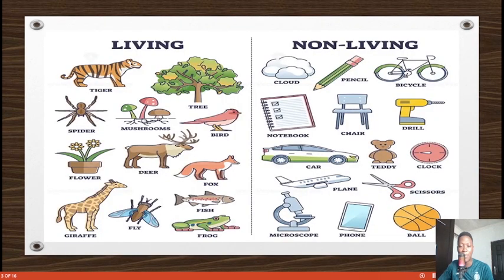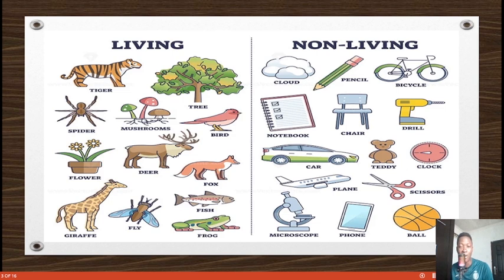So yeah, this picture just shows us living and non-living things. So what is the major difference between living and non-living things? You can see the different examples of living things, like the tiger, the tree, the spider, the mushrooms. The plants and the animals basically are the living things. And the non-living things here, you can see everything that we see around us that is non-living. And we know the difference.